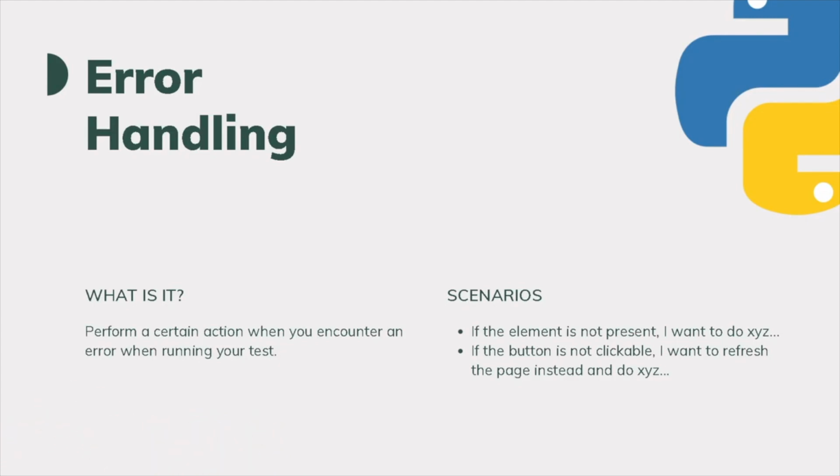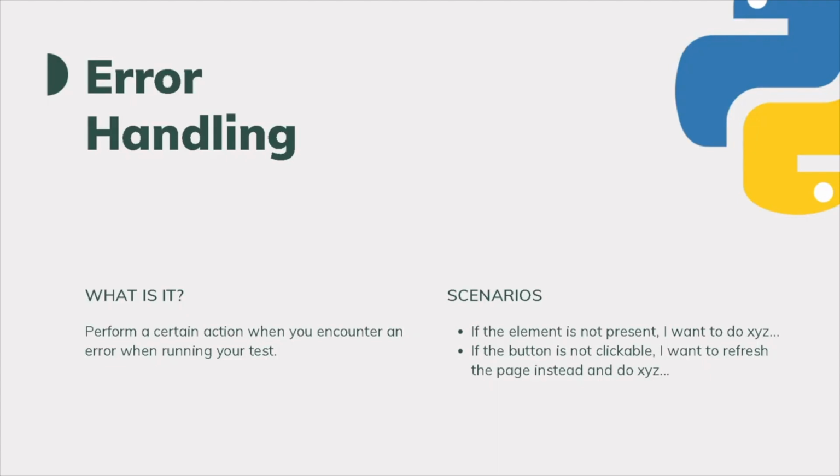But you will run into certain scenarios where you will encounter an error and you would want to handle that error differently. So instead of just throwing the error and failing the test, you would want to do something else instead. So for example, if you're trying to find an element and that element is not there, you want to do something else instead. You might want to verify some text. You might want to go in and retry the entire scenario, depending on whatever your use case is.